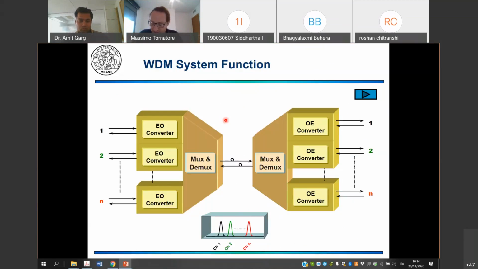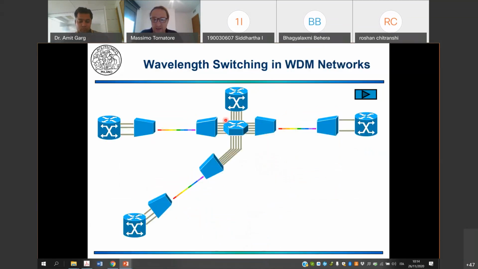But what is interesting is to see how optics is currently being used, especially also in the switching domain, not just in the transmission domain, A to B, but also in the switching domain, the moment in which you have to decide how to route information into the network. So let me just make an example.